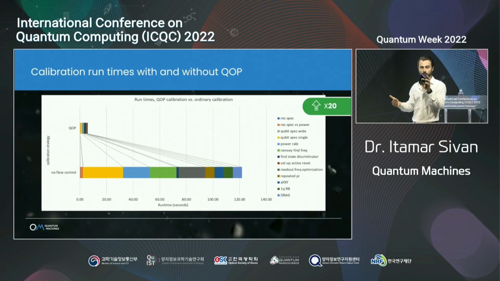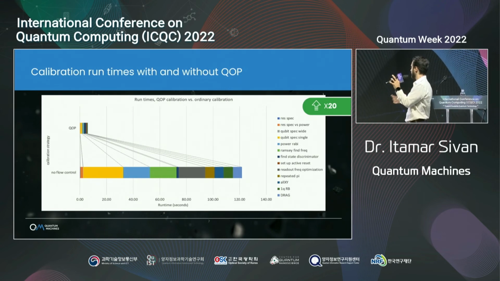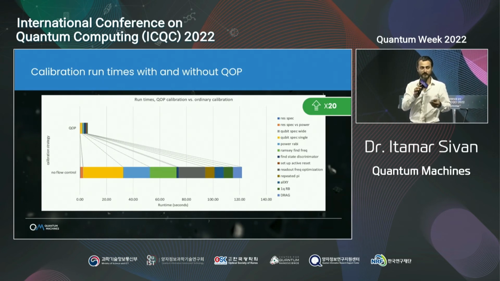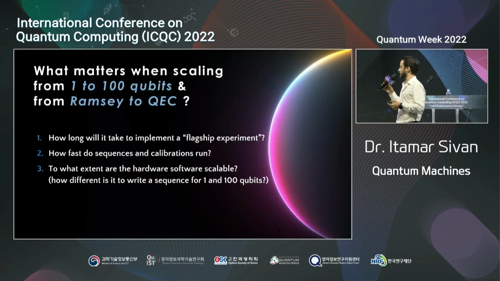The typical thing that you want to do if you have many qubits is that for every qubit you need to run many, many sequences. So for example, here we have resonator spectroscopy versus power, qubit spectroscopy, rough and fine, power Rabi, Ramsey to find the frequency, find the state discrimination, set up the active reset, readout frequency optimization, repeated pi, all XY, randomized benchmarking, and DRAG optimization. And the more qubits you have, the more this will consume your time. So this is an extremely important consideration when designing a control system.